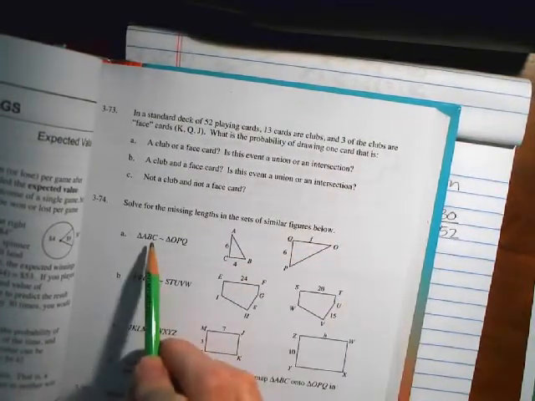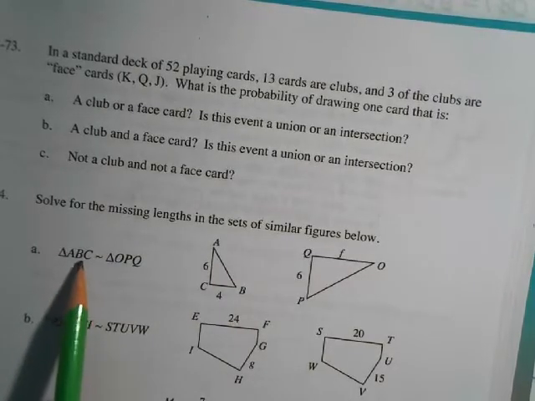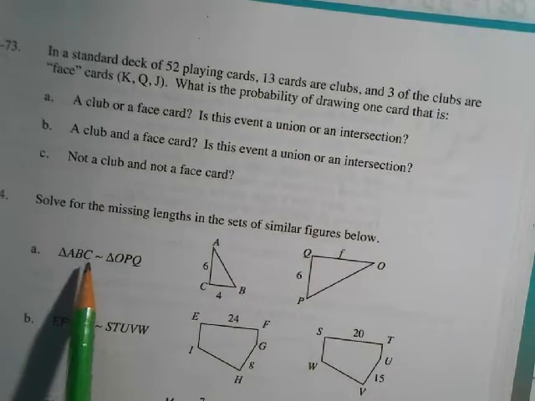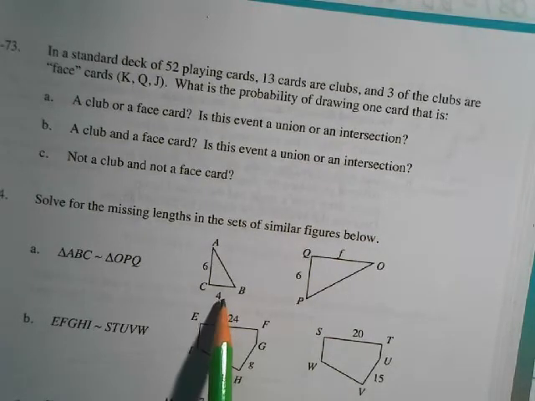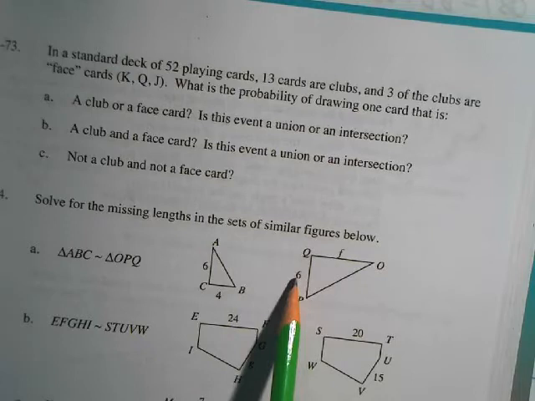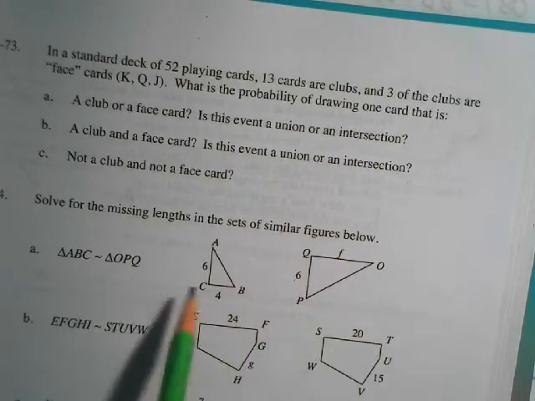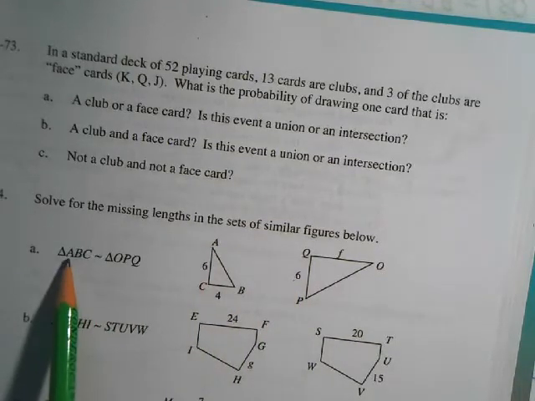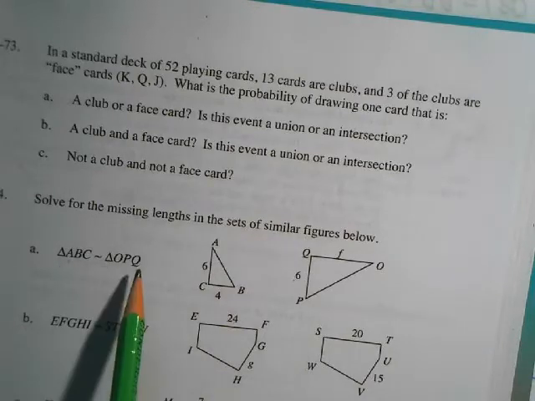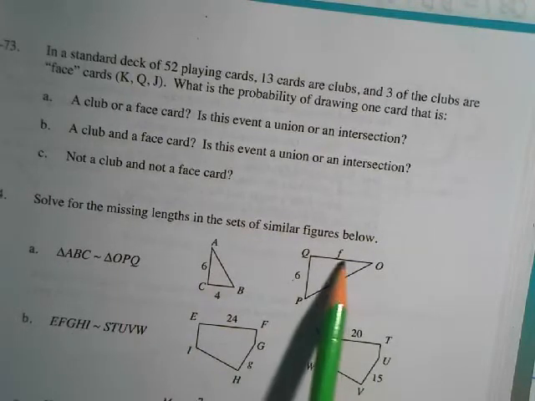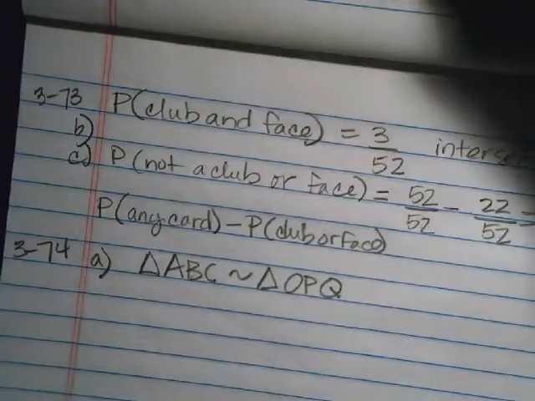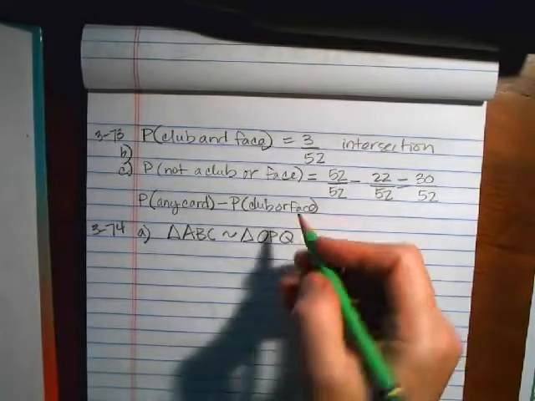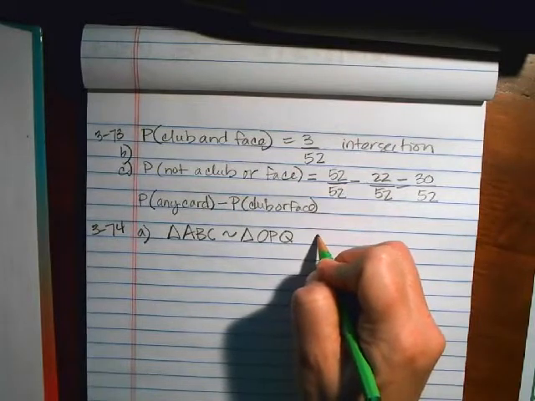So I'm going to look at my statement and I see CB, the last two letters here, match up with PQ. So it is correct that 4 corresponds to 6 and that CA corresponds to QO, so it is kind of matching what it looks like, but I do encourage you to check that and be sure. So I'm going to write that proportion.